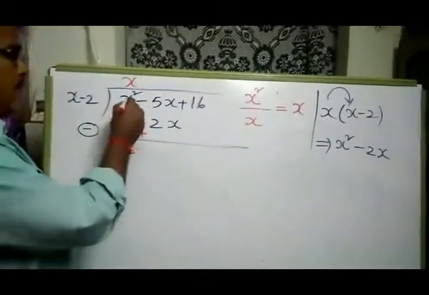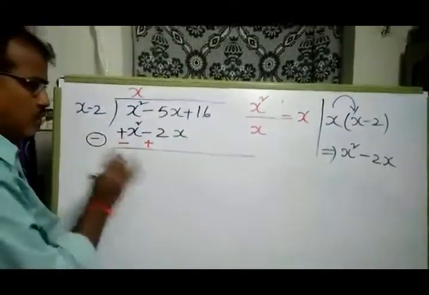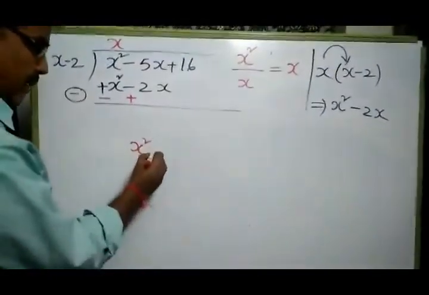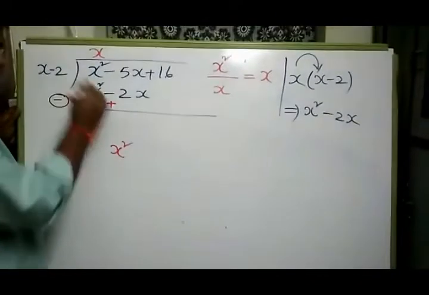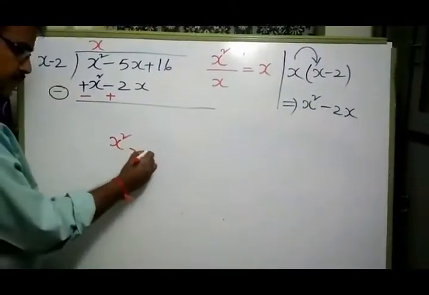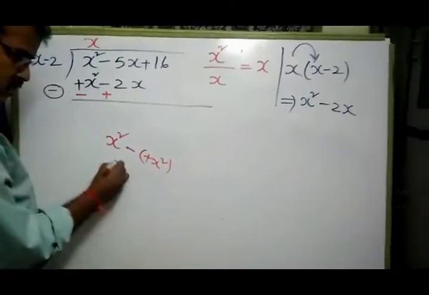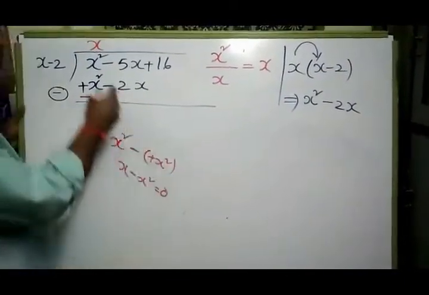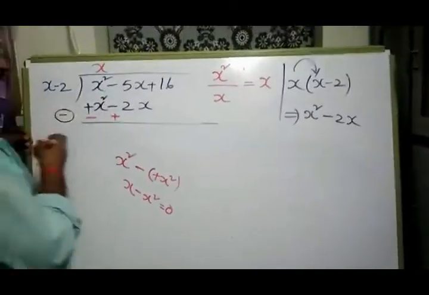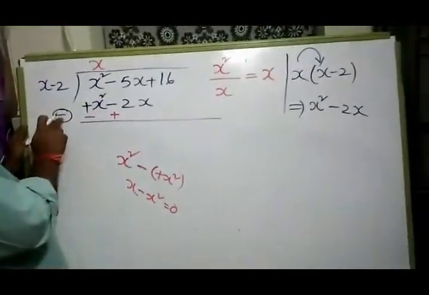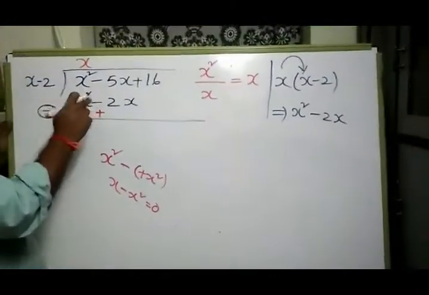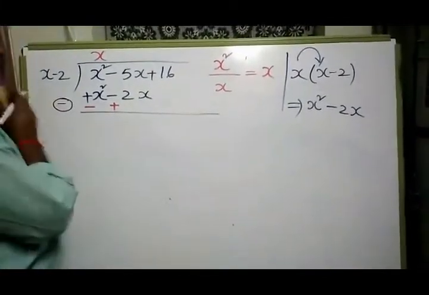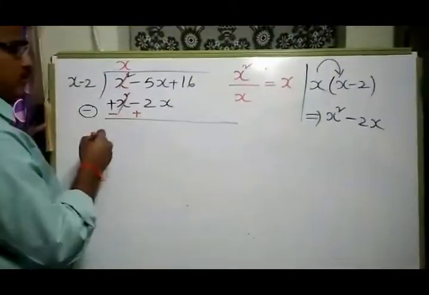Now x square minus x square is equal to 0. Otherwise, you can do horizontal subtraction also. X square, this minus we can write as plus x square actually. So x square minus or plus minus x square is equal to 0. But instead of doing like this, directly I am doing like this. Because of this subtraction, this plus will be minus, this minus will be plus. So x square minus x square is equal to 0.